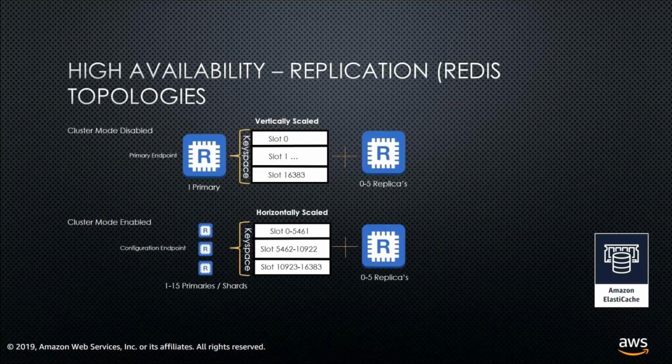Redis implements replication in two ways. First, with a single shard that contains all of the cluster's data in each node. This is called Redis cluster mode disabled. Second, with data partitioned across shards, up to 250 nodes in the cluster. This is called Redis cluster mode enabled.